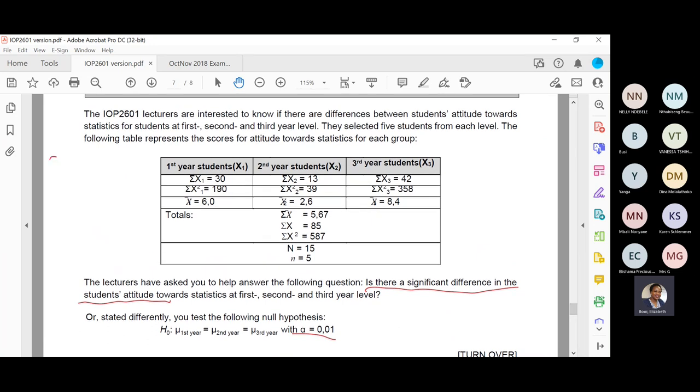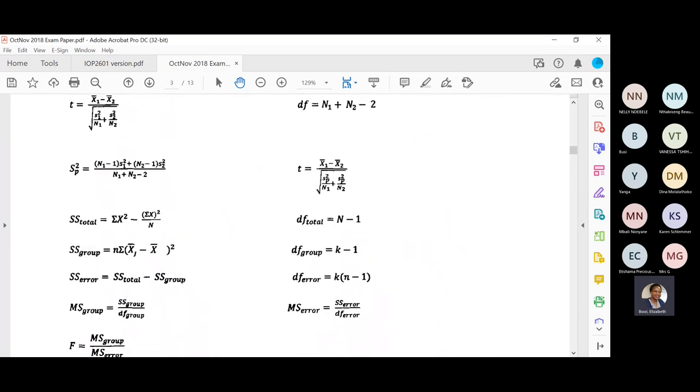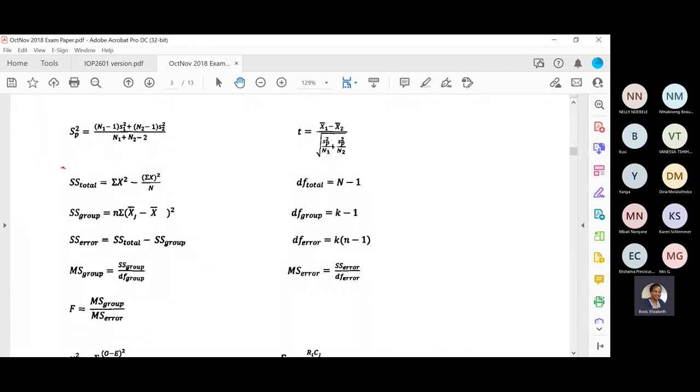We need to first calculate your SST, which is your SS total, which is given by the sum of your X squared minus the sum of your X, squared, divided by N. So you will have to use that formula. So actually we do have formulas here. Why am I scrambling my head if we know what formulas are there? So we'll need to calculate all this because we need to find that.